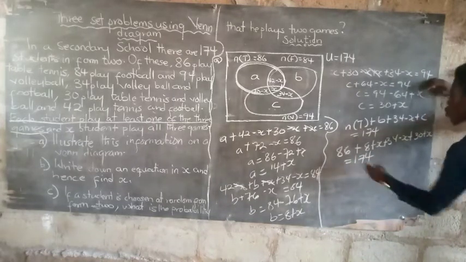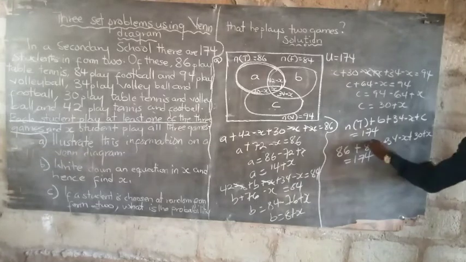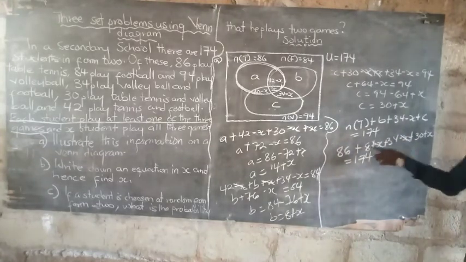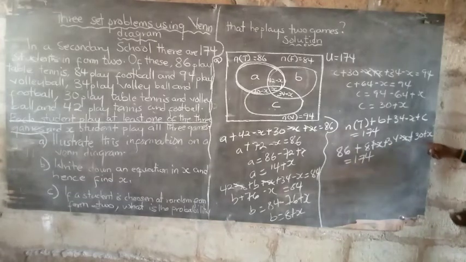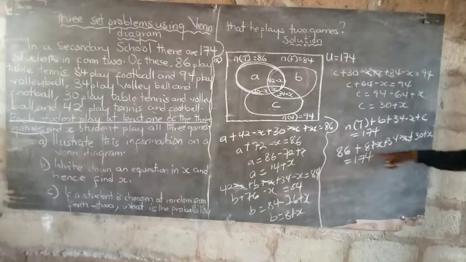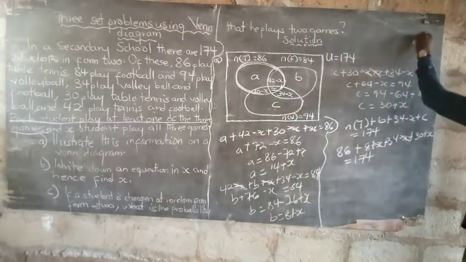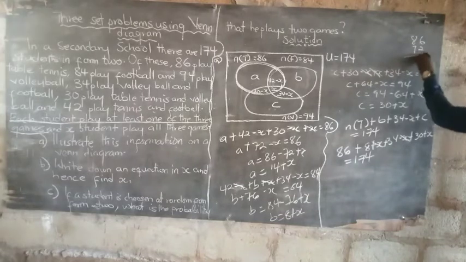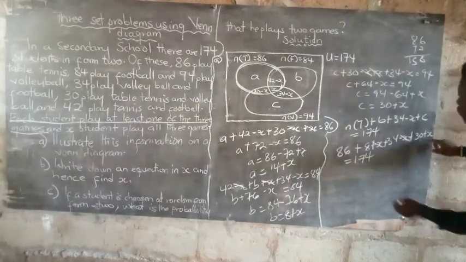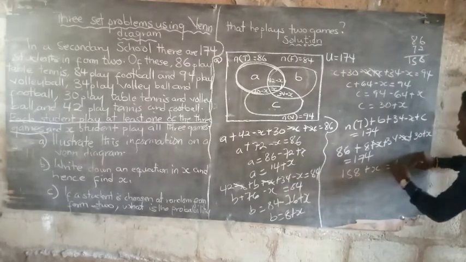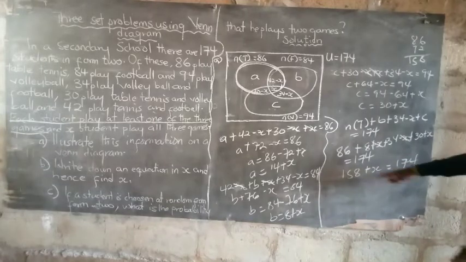174. So going further, we'll get to know that this positive x will cancel this negative x. Then this plus this will give us 42. So 42 plus 30 will give us 72. So 72 plus 86, and that is 158. So 158 plus x is equal to what? 174. So we take this one there.